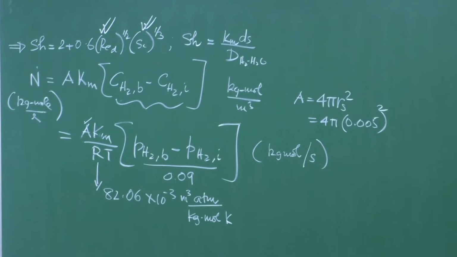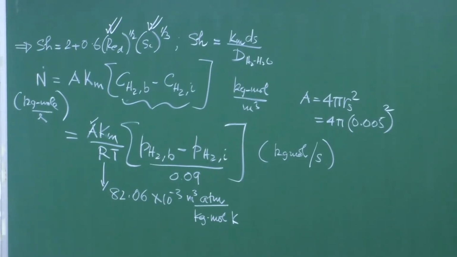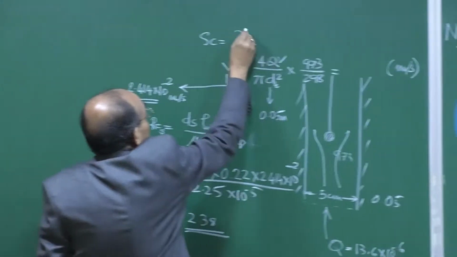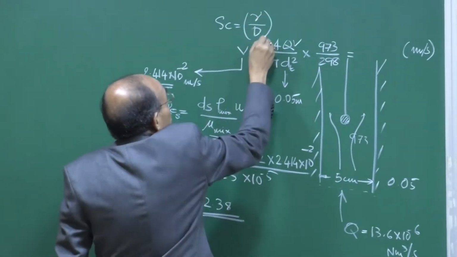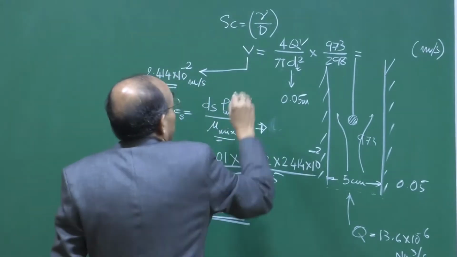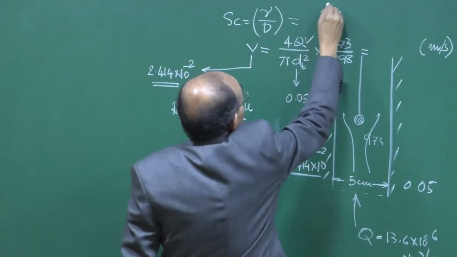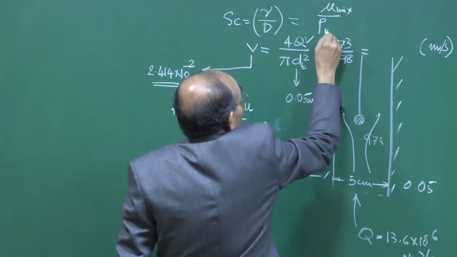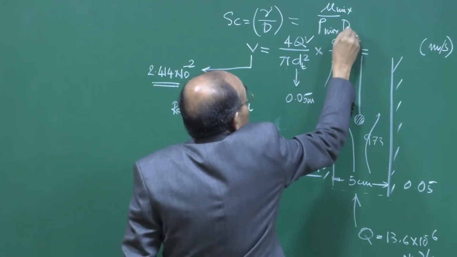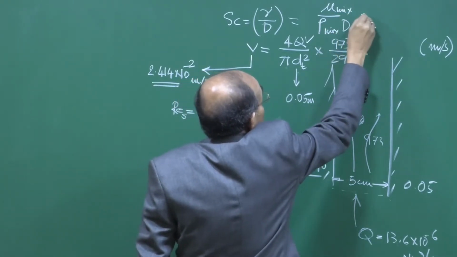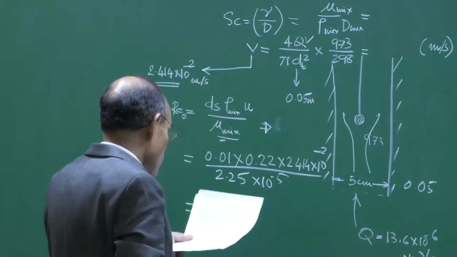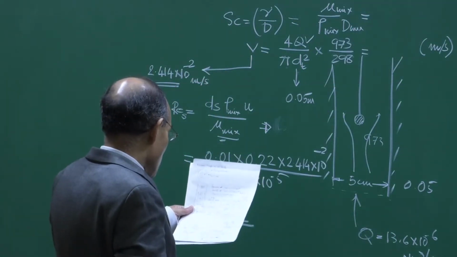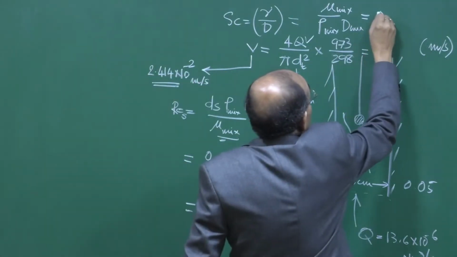We just plug in the values and get the result. The Schmidt number in this particular case is the kinematic viscosity divided by the diffusion coefficient, and the kinematic viscosity value is nothing but mu by rho. So, mu mixture, rho mixture, and then d mixture. And if you substitute all the values, the value of the Schmidt number will come out to be 0.143.